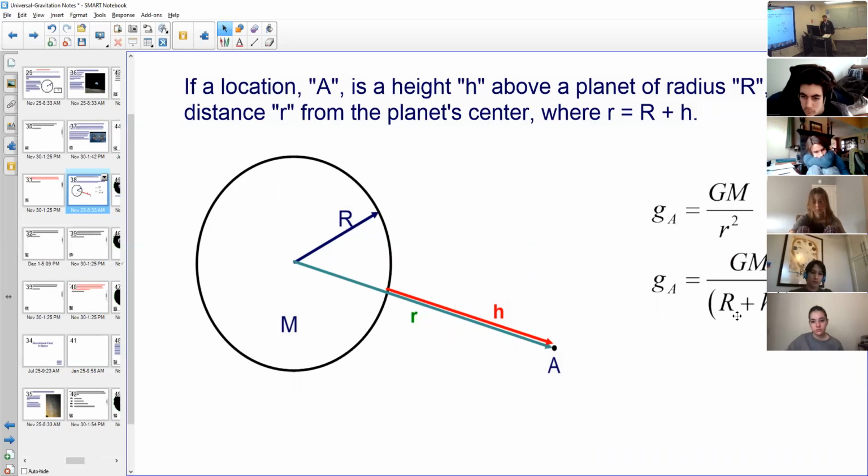Any questions from the crew? Anything you want to ask about gravitational force? No?